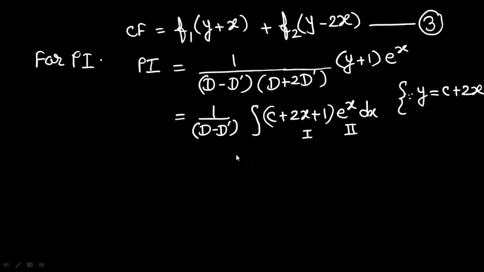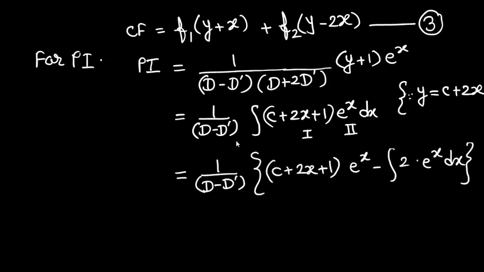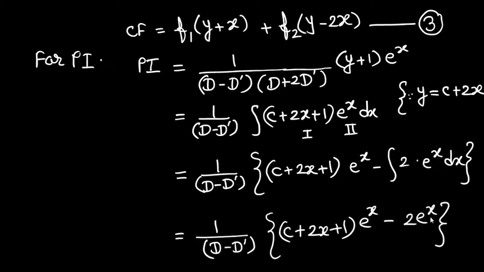We get the integral of (c plus 2x plus 1) e to the power x dx. By applying integration by parts, considering this as the first function and e to the power x as the second function. By parts, the first term as it is, (c plus 2x plus 1), and the integration of e to the power x, minus the integration of the derivative of the first, that means 2, and the integration of the second is e to the power x. Simplify the terms here. Integration of 2 e to the power x is 2 e to the power x. Remaining values as it is.